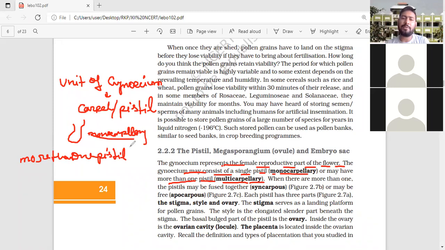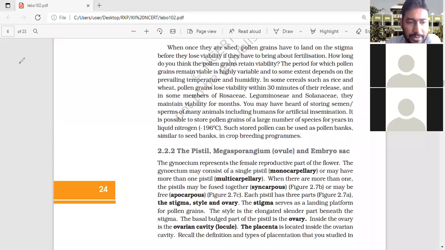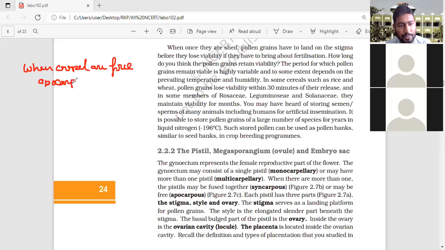Another term they have given is for the carpel. If the carpels are united, this condition is called syncarpous. Are you getting it or not? I'm saying when the carpels are united, this condition is called syncarpous. When the carpels are free, this condition is called apocarpous. Is it clear? Apocarpous means the carpels are free, and syncarpous means the carpels are fused.